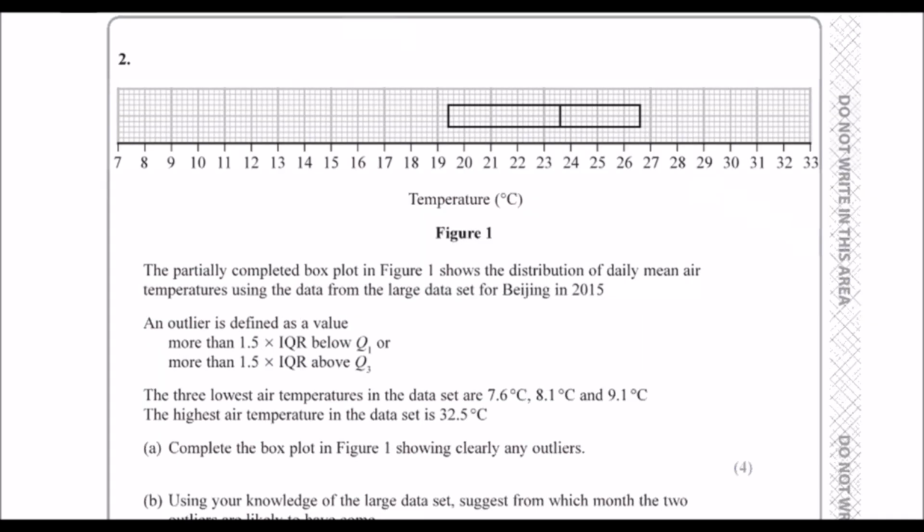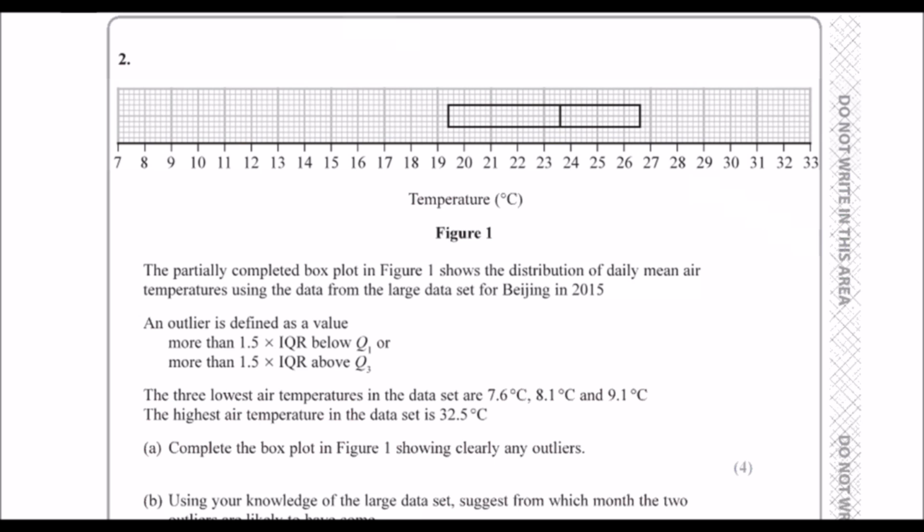Question 2. So we've got a partially completed box plot showing the distribution of daily mean air temperatures using data from the large data set for Beijing in 2015. An outlier is defined as a value more than 1.5 times the interquartile range below Q1 or more than 1.5 times the interquartile range above Q3. The lowest 3 air temperatures are 7.6, 8.1 and 9.1 degrees Celsius, and the highest is 32.5. So complete the box plot showing clearly any outliers.